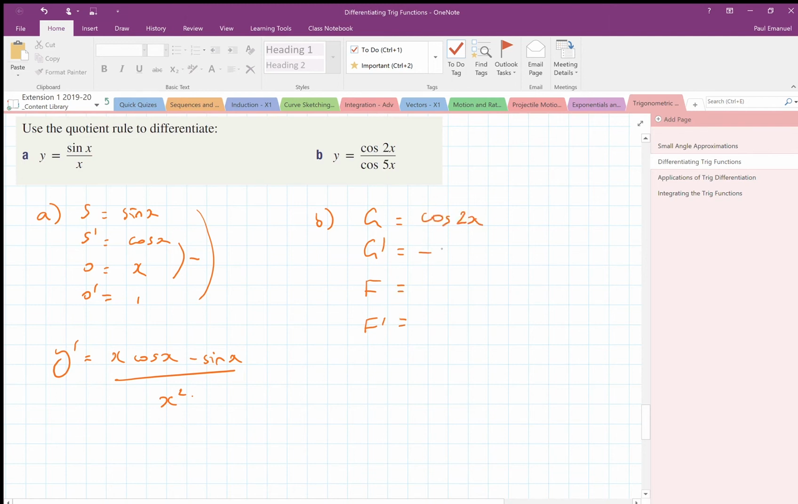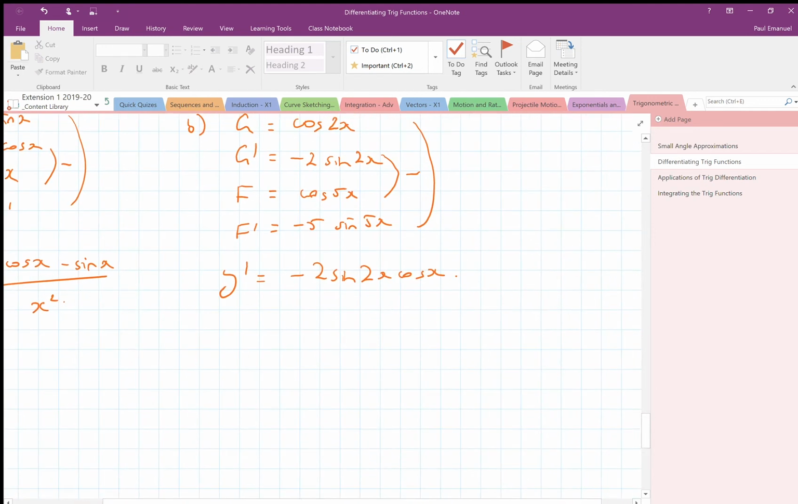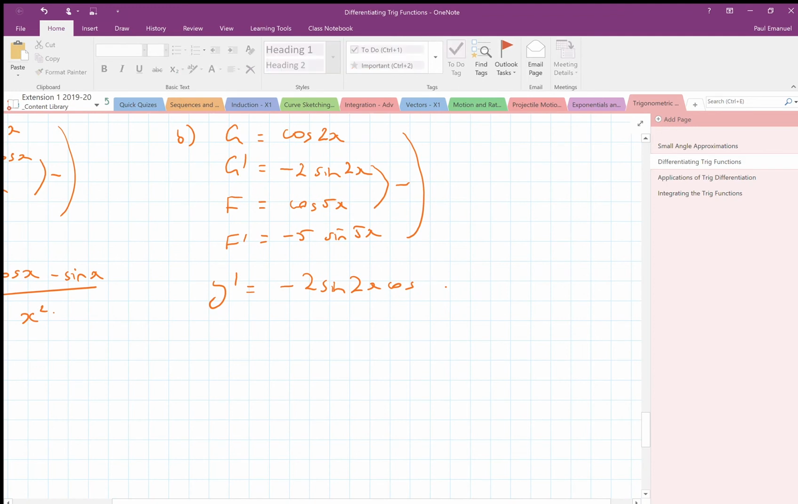cos 2x, the derivative is minus 2 sine 2x. And then cos 5x, minus 5 sine 5x, inside, outside. So the derivative is, and I'm just going to be careful with my minus signs and with my fraction line here. So specifically, I'll just have to make sure that my fraction line covers this minus sign here.